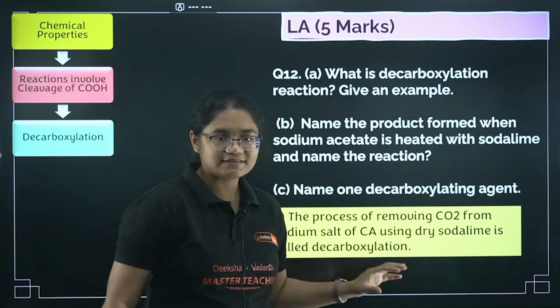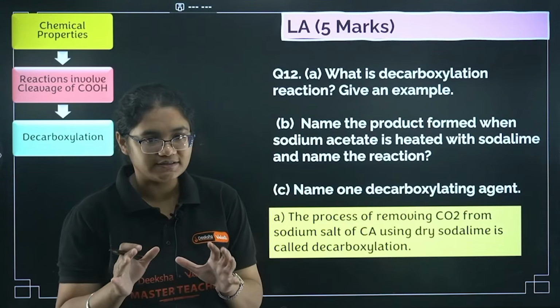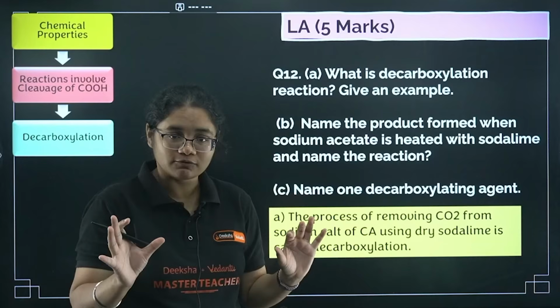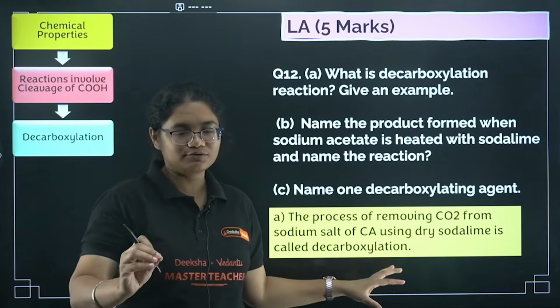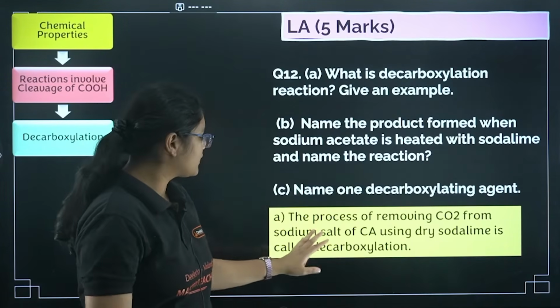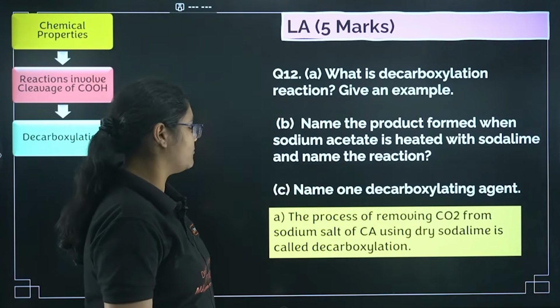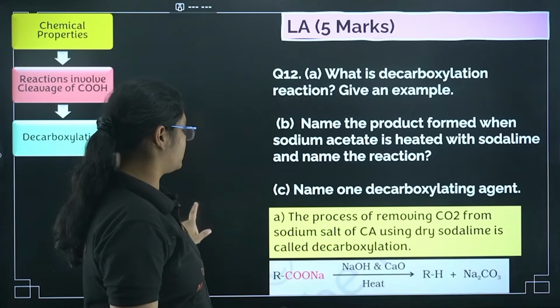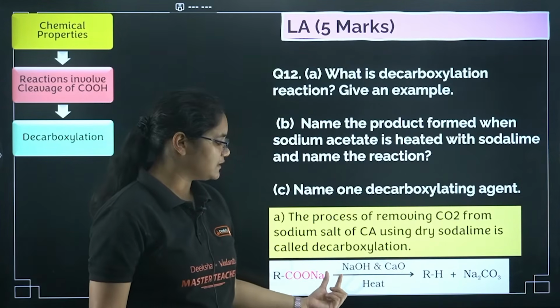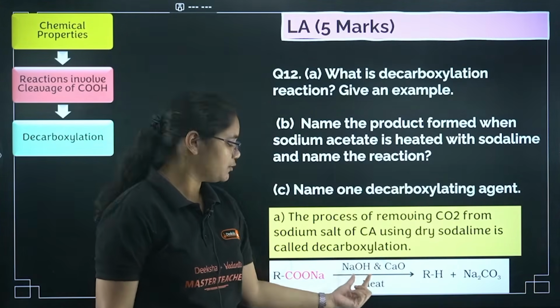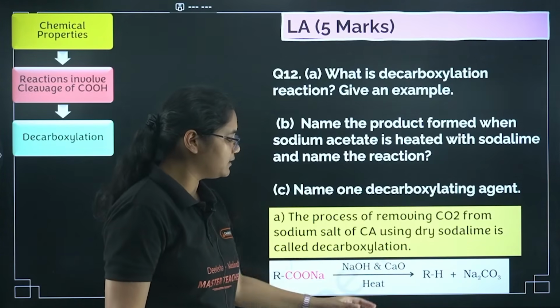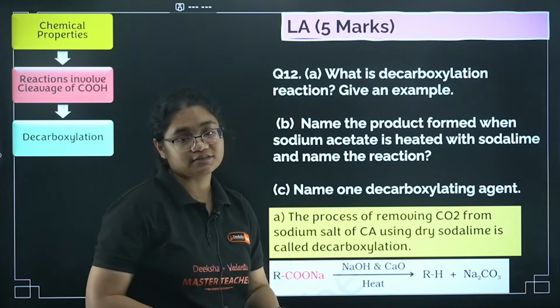So for answers I have used certain shortcuts that you don't have to use. You have to write the full word. Due to space constraint I have used them, but you write the full word. Okay, the removal of CO2 from carboxylic acid salt using dry soda lime is called decarboxylation. Give one example. Okay, so you can see RCOO minus, if you treat it with NaOH and CaO and heat, here CO2 will be removed, you will get RH plus Na2CO3.